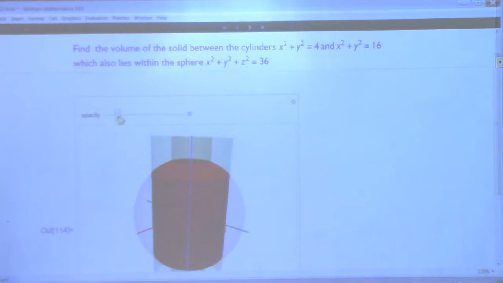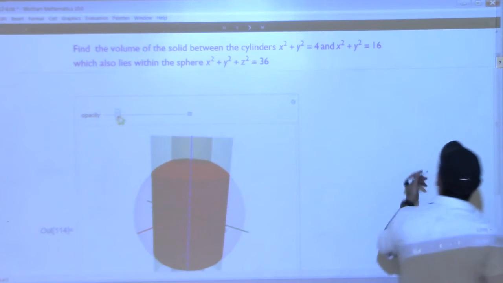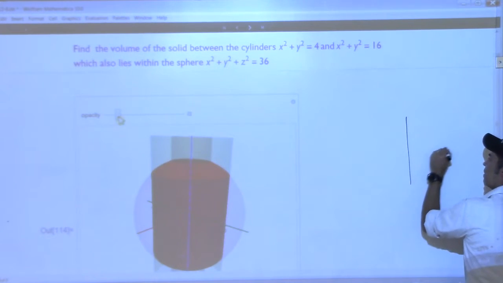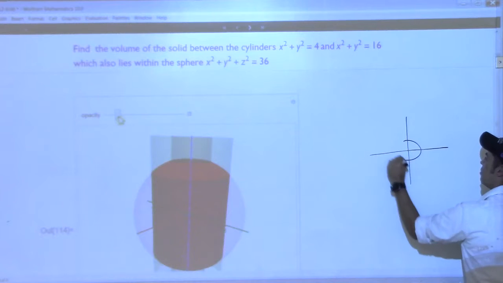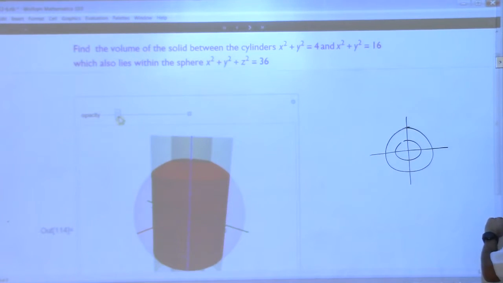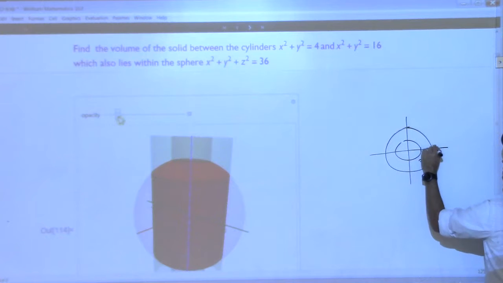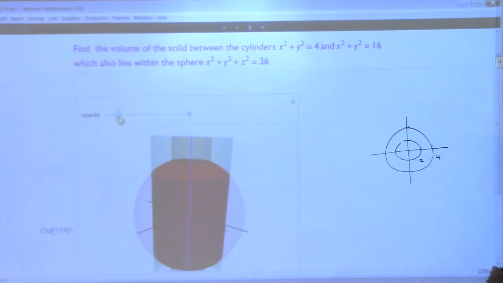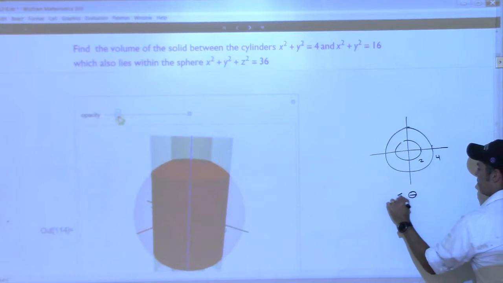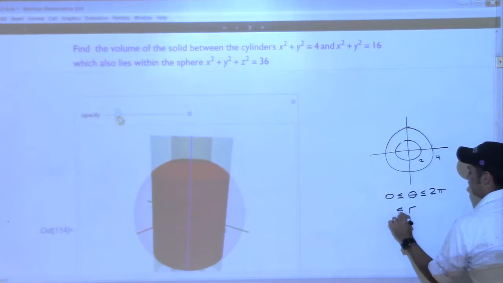What would the shadow be? This. Very much like what we just had, right? You're going to have something like this, 2 circles like that. So that's our region of integration on the ground. And what are our radii here? 2 and 4. Okay, so we've got this as a polar region, no problem. 0 to 2 pi on the theta, 2 to 4 on the r.